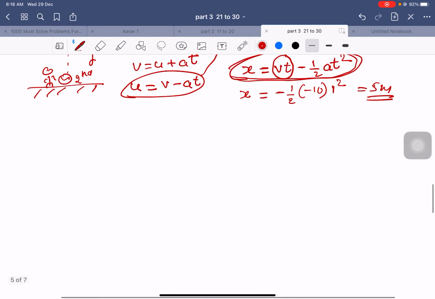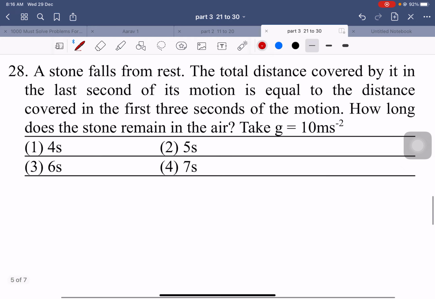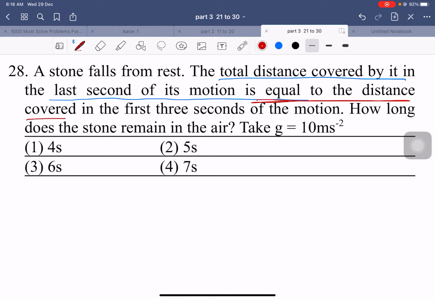Next we will go to question number 27. A stone falls from rest. The total distance covered by it in the last second of its motion is equal to the distance covered in the first 3 seconds of motion. The stone is falling from rest, so u is 0. So the distance covered in the first 3 seconds, x3, is equal to half gt square, which I can write as 5t square.